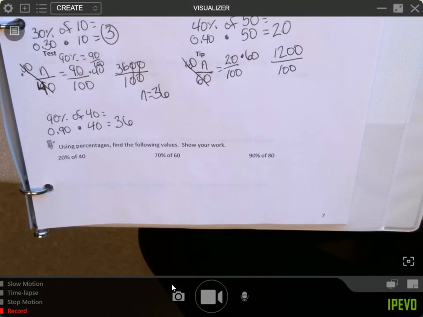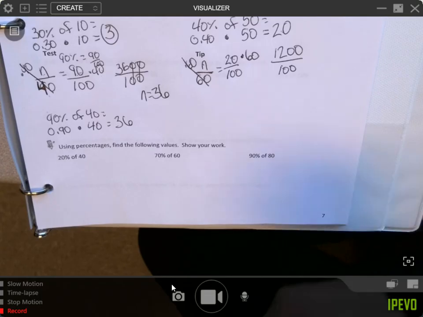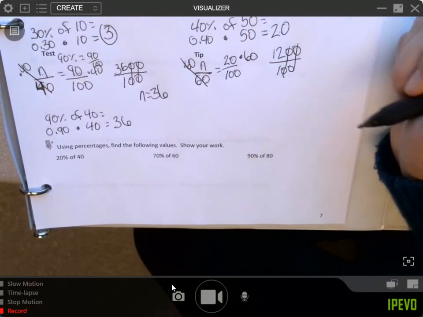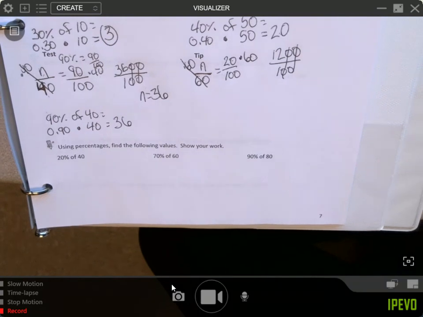How do I simplify that? Maddie? Yeah, I divide out those zeros from each other. So how much is our tip on $60, Liam? $12.